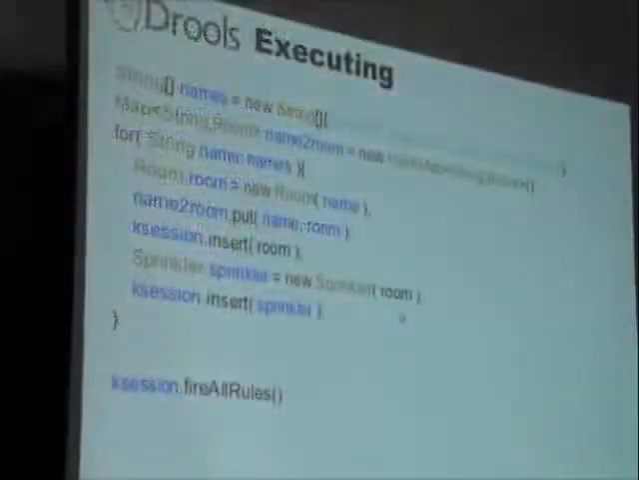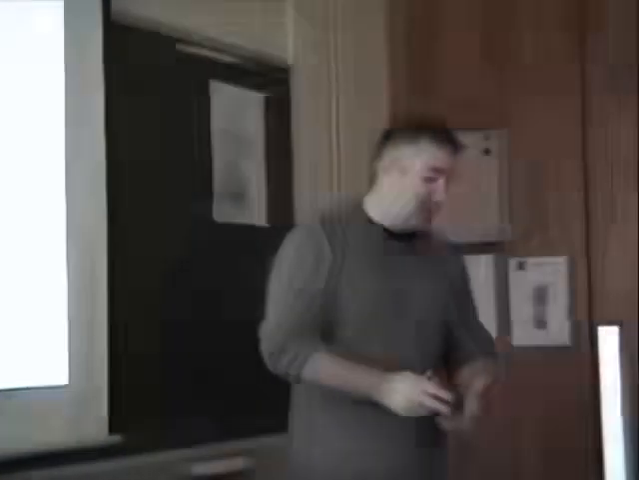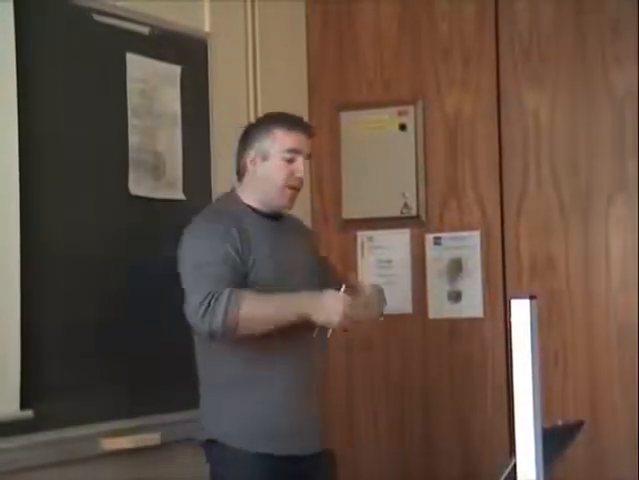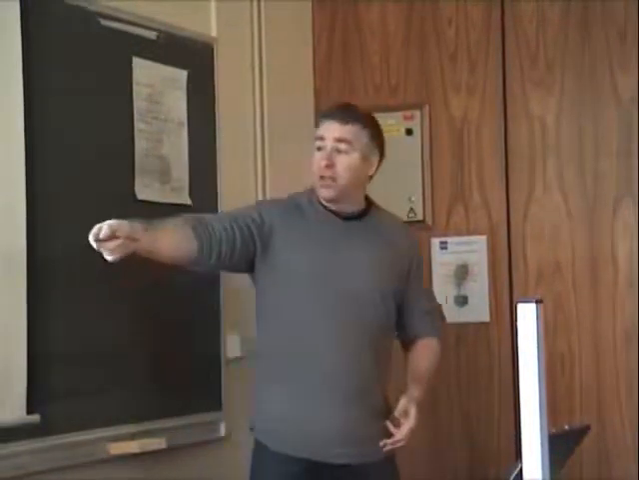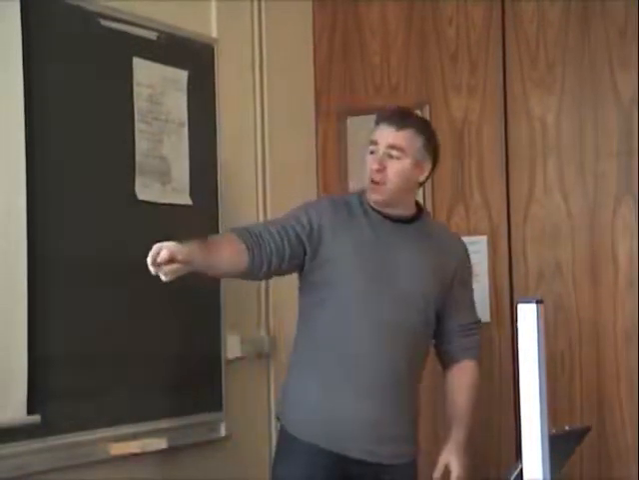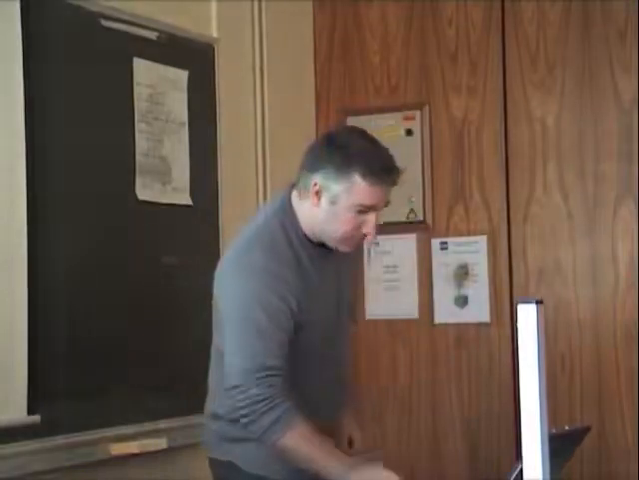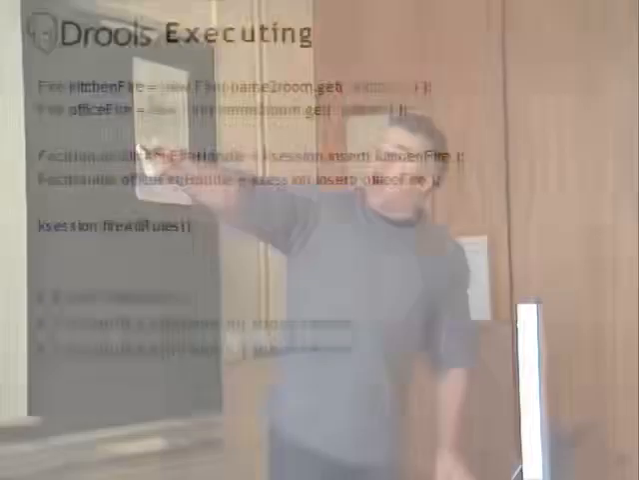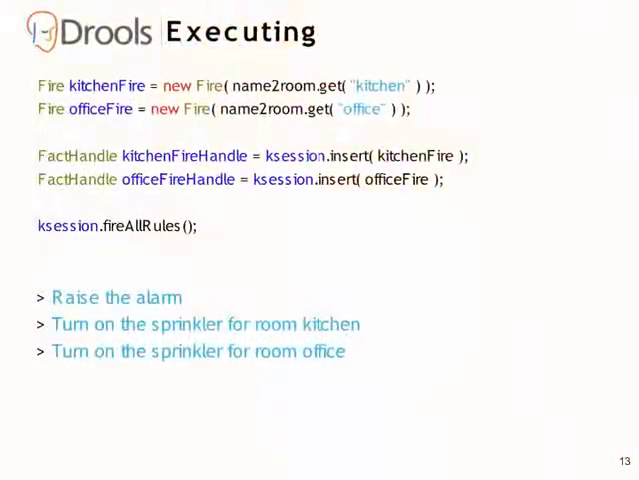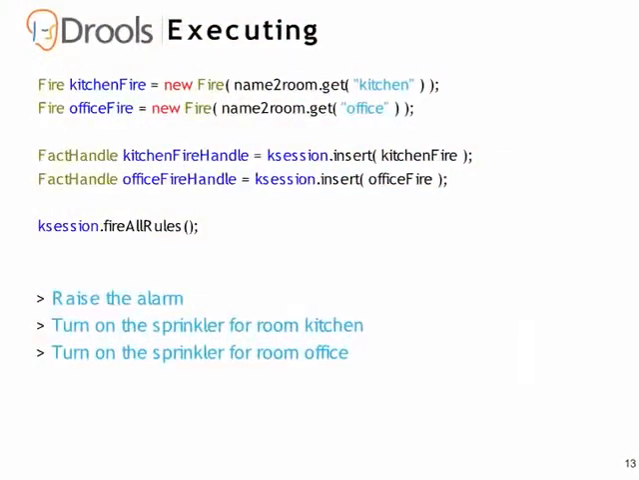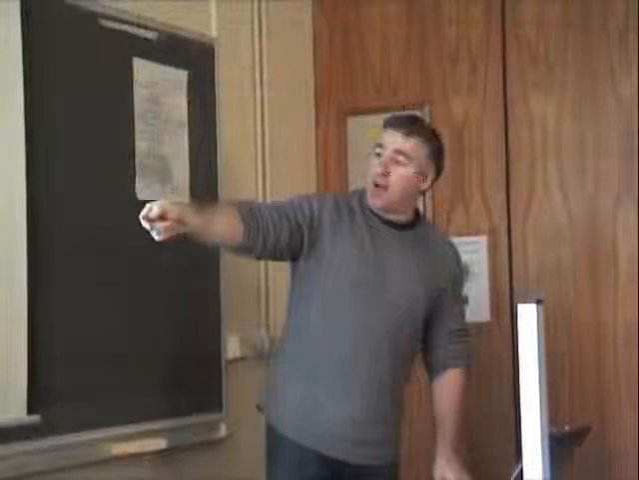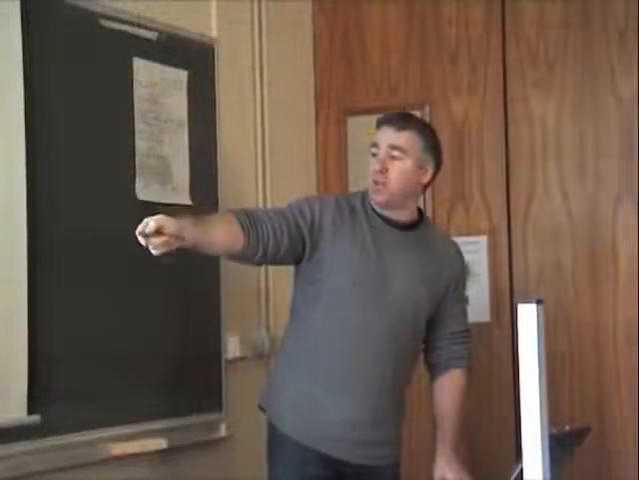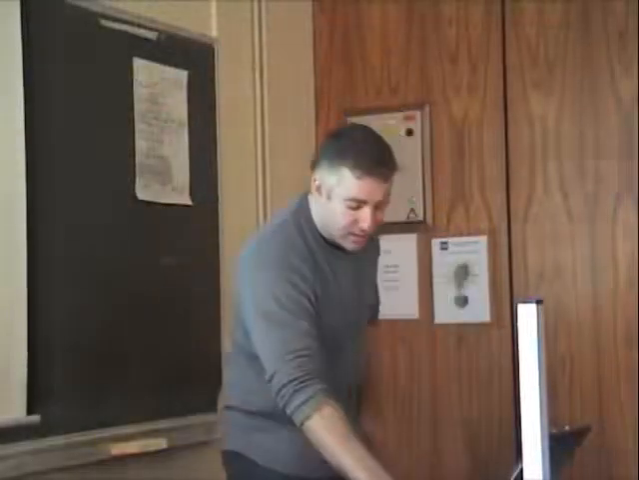And when you put stuff into the engine, especially on the rule side, the calculation is done there, but none of the consequences, none of the actions are executed until you tell it to here. And it basically runs through and says everything is okay. If we then create a fire, and we basically tell it there is a fire, kitchen on fire, and a fire in the office, say fire all rules, raise the alarm, turn the sprinkler on for the kitchen room, turn the sprinkler on for the office.